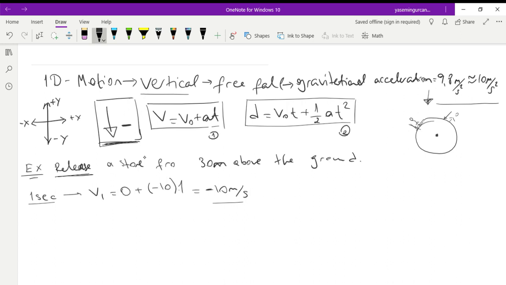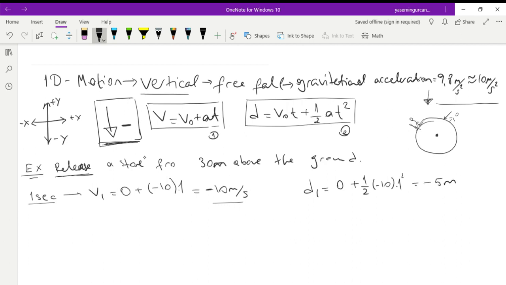So this was the velocity after 1 second of this object that was released from 30 meters above the ground. So let's see the distance. After 1 second, what is the distance? Again, V0 is 0, so it's going to give us 0 plus 1/2 times minus 10 times t squared, where t is 1, and 1 squared is 1 also. So you get minus 5 meters.